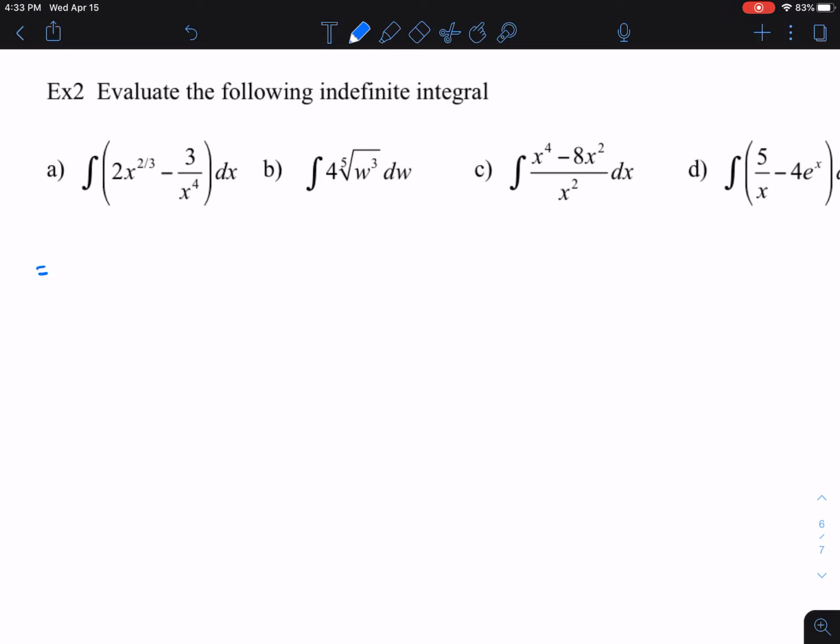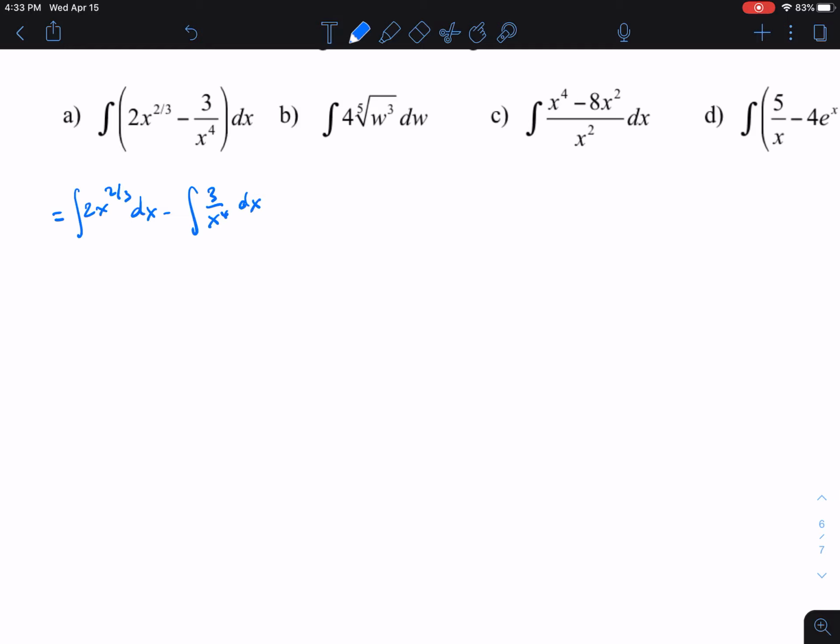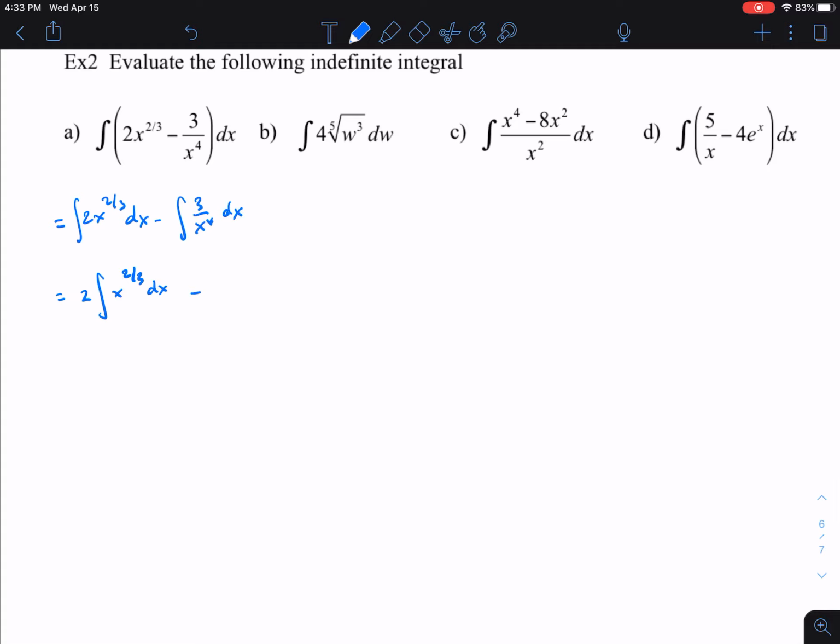I'm going to write out everything as we go through this, and speed up the process. I'm going to separate this as the integral of 2x to the 2/3 dx minus the integral of 3 over x to the 4th dx. So we can integrate these separately and then combine the answer afterwards, just like differentiation. With the 2, we can bring the 2 out, so that becomes the integral of x to the 2/3 dx. And over here, we can bring the 3 out because that's a constant, so there's a 1 in the numerator over x to the 4th dx.